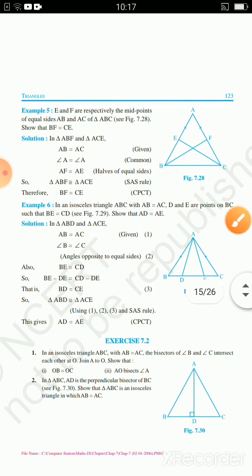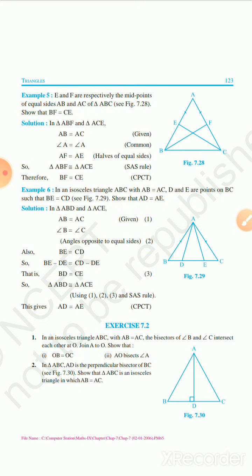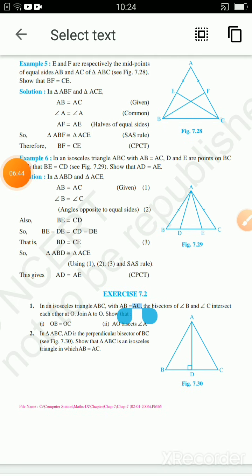Let's move to the next example. In an isosceles triangle ABC with AB equal to AC, D and E are points on BC such that BE is equal to CD. And you have to prove that AD is equal to AE.